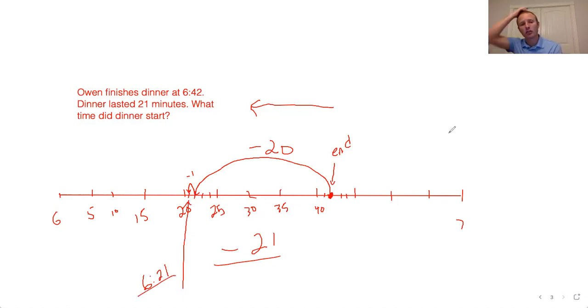And just like we showed with the other two types of problems, you could solve this with subtraction as well. You could say 6:42. Take away those 21 minutes that passed during dinner, and you find your starting time. 2 minus 1 is 1. 4 minus 2 is 2. 6 minus 0 is 6. And that also shows me 6:21. So both ways came out with the same answer.